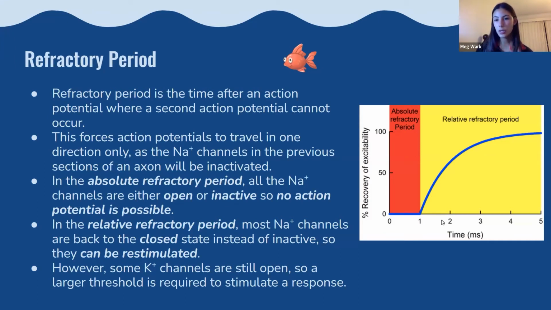So we've got two different types of refractory periods, the absolute refractory period and the relative refractory period. In the absolute period, all of the sodium channels that were involved are either open or inactive, so no action potential is possible. In the relative refractory period, most of the sodium channels have returned back to their closed state instead of their inactive state, so they can be re-stimulated.